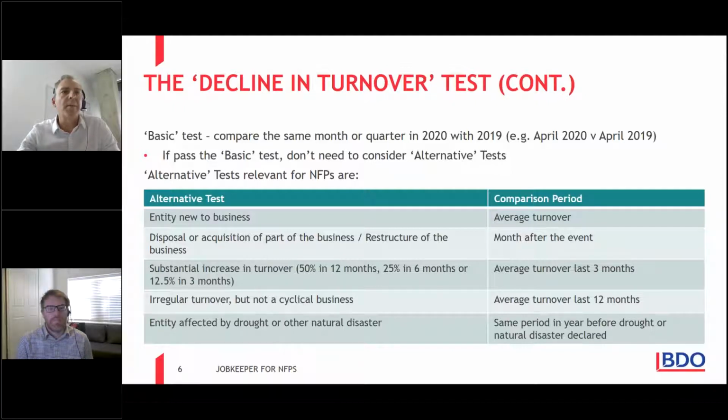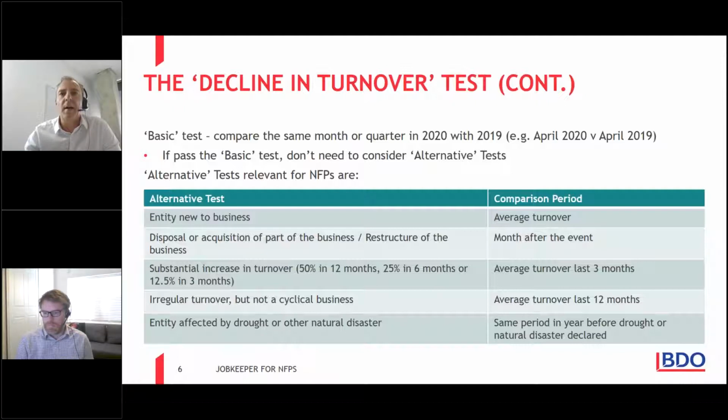I've actually seen this substantial increase in turnover test being applied in a number of organisations, including in a couple of not-for-profits. And this is, I guess, particularly relevant where, for example, the charity has done something that's really started to increase the turnover. Maybe it's a new service line, a new initiative or something, and what we can see is that we've had this big increase. So we've had a 50% increase in turnover in the last 12 months, 25% in the last 6 months, or 12.5% in the last 3 months.